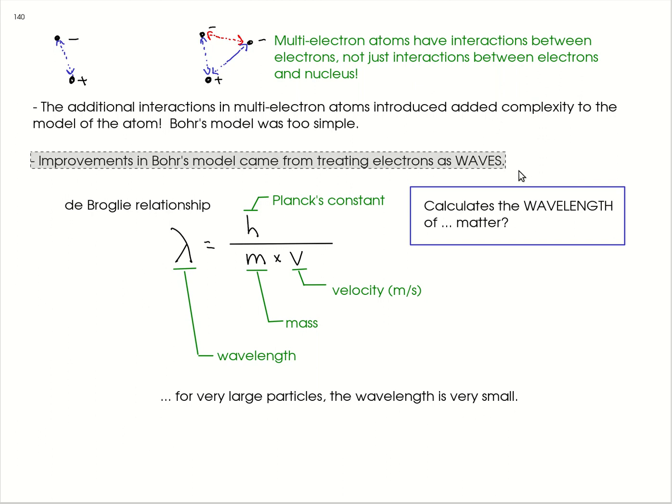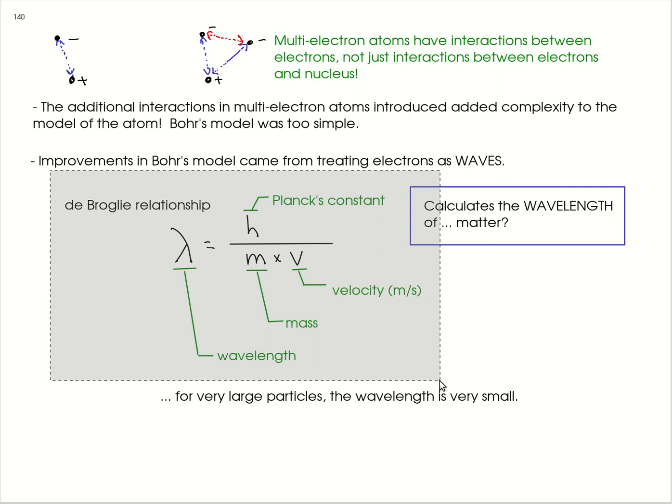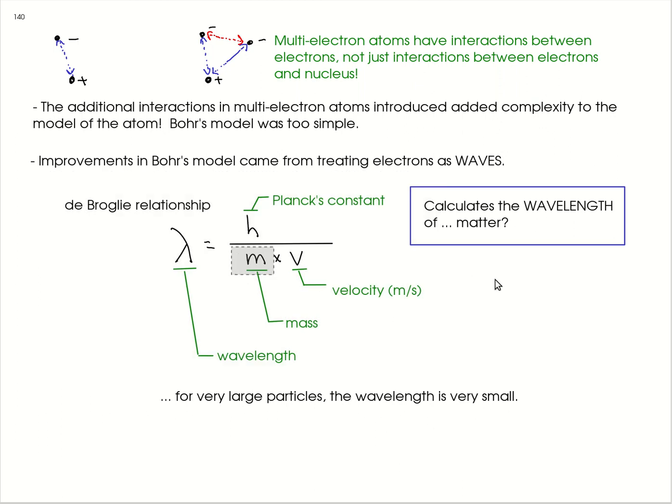So to fix the Bohr model, you essentially had to redo your physics to treat electrons as if they have wave behavior. Now, I put an equation here called the de Broglie relationship. We're not going to calculate anything with this, but I just want you to look at the form of the equation, because what this equation does is it tells you the wavelength of a particular particle. So, take a look at the form of the equation. In particular, look at where the mass is. The mass is on the bottom.